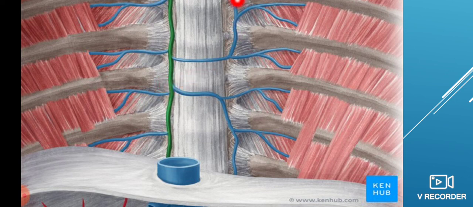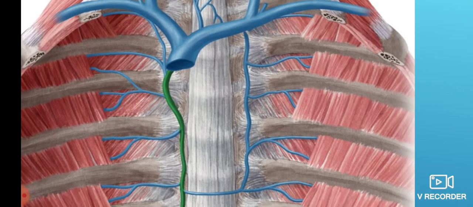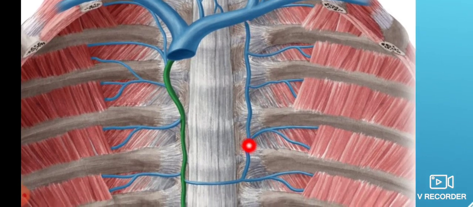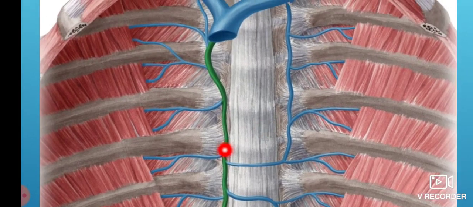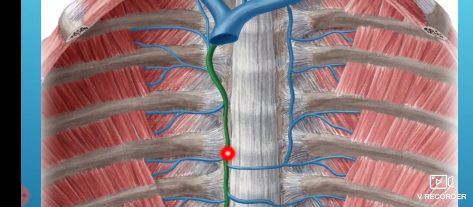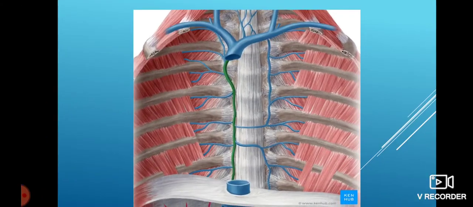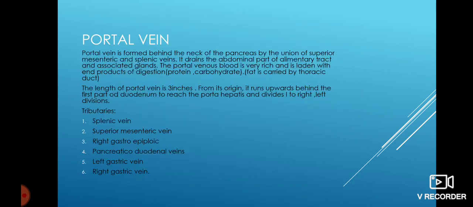Like that, accessory hemiazygos descends on the left side, crosses to the right side at the level of T7 and joins with the azygos vein. So these are the azygos set of veins present in our body. It is present in the abdomen as well as the thoracic cage.